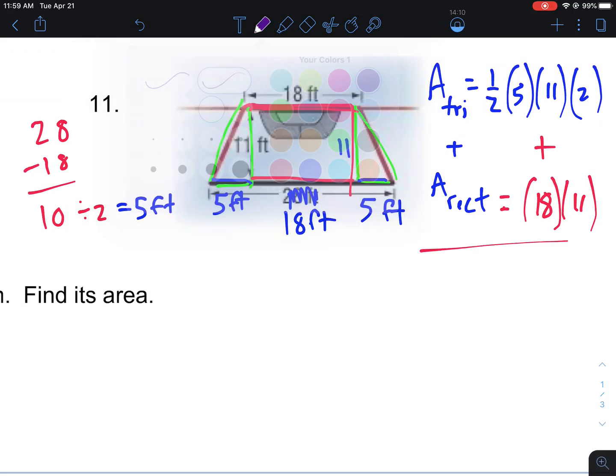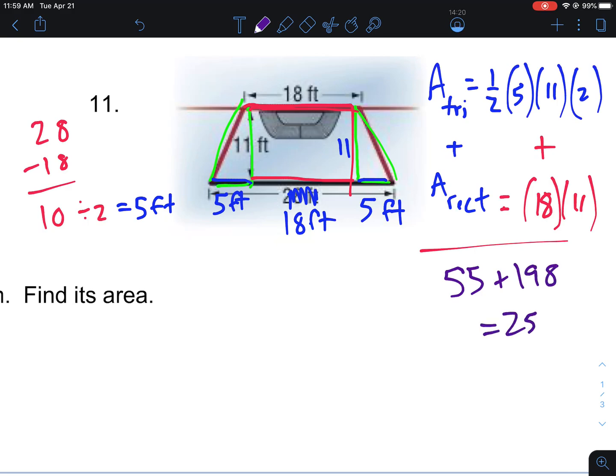So the 2 triangles become 55. 18 times 11, that's 198. And that is a total area of 253 square feet.